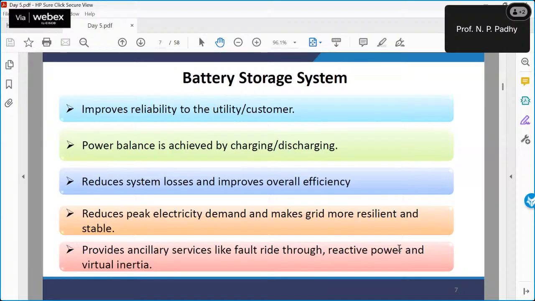It reduces the peak energy problem. I think we cannot depend on any rotating machine devices like thermal power plants coming into action. So we have to go either to diesel generators or storages. I think diesel generator is not a good option. So to me and to all of you, I think battery is one of the best solutions to make the system resilient. It provides ancillary services like fault ride through.